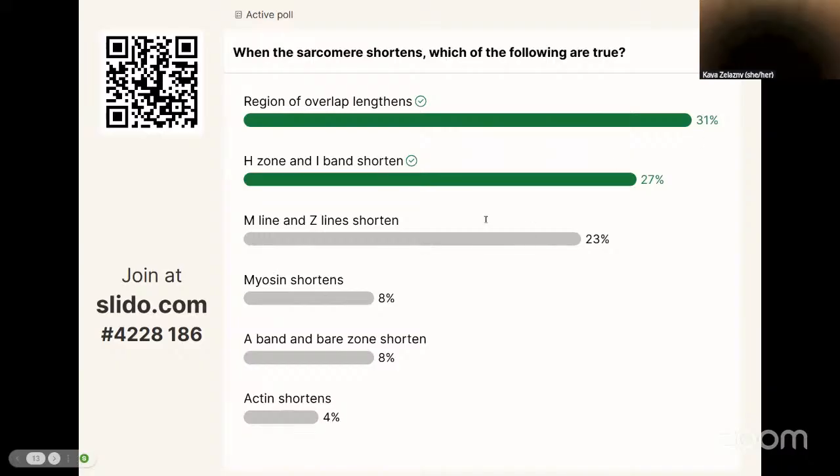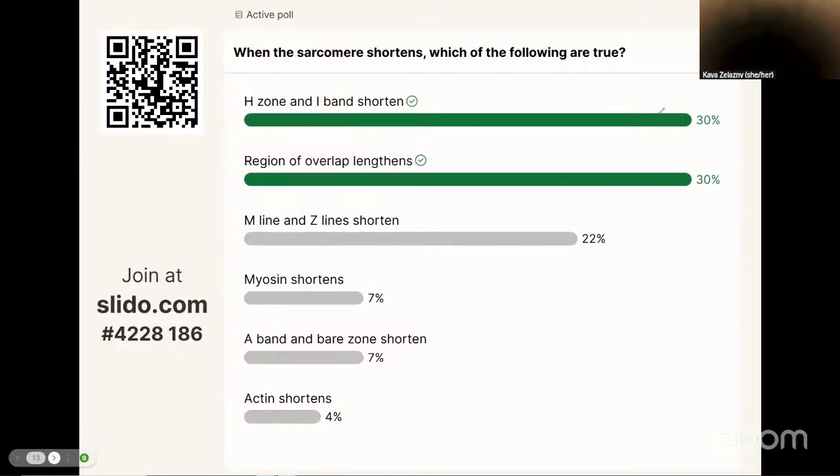Okay, great. All right, so we did identify the two big things that are going to happen here. We are going to have overlap changing. When our sarcomere gets shorter, we're changing how much overlap there is between thin and thick filaments. And so our two structures in the sarcomere that are related to that overlap or not overlap are going to change as well: the H zone and the I band.